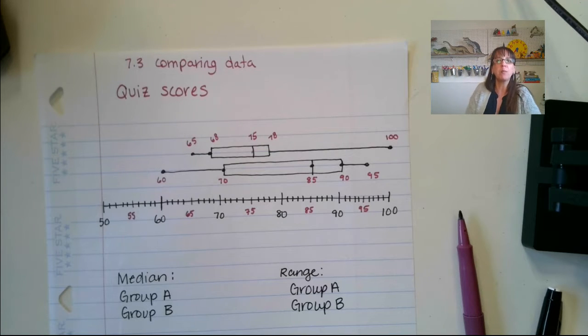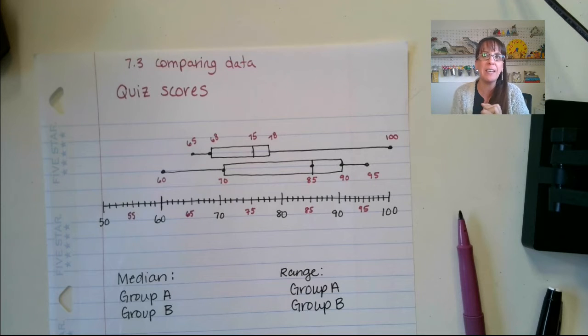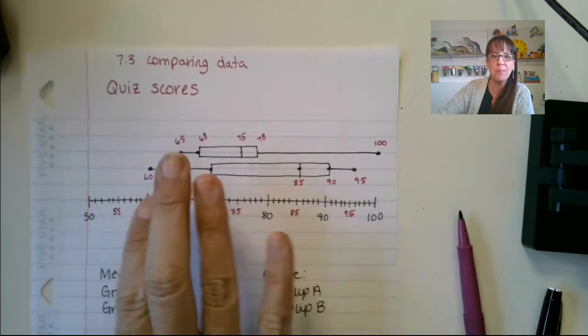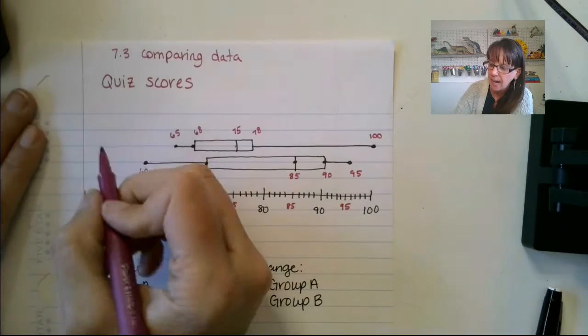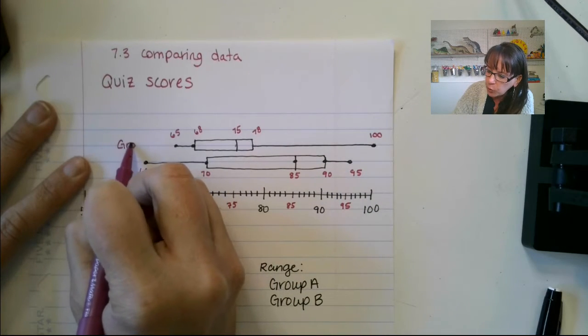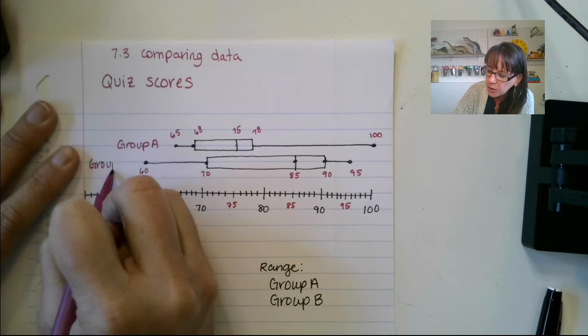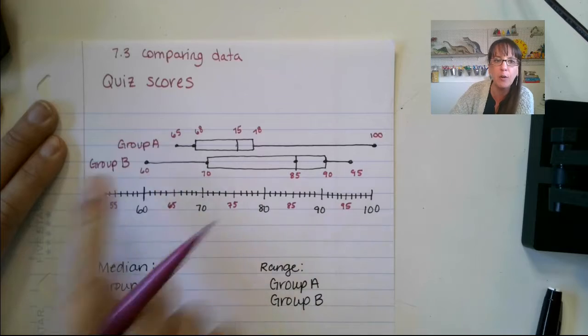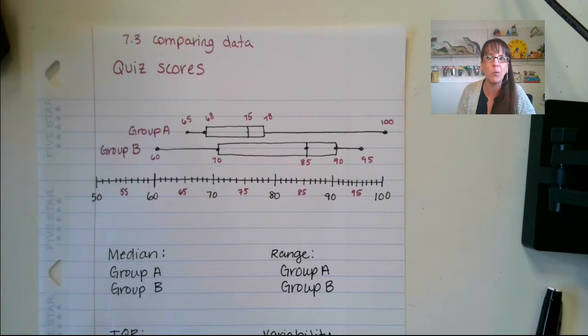So we talked about box and whisker plots in the last part of this. Now let's talk about how we can compare that data. Go ahead and pause this and draw out these two box and whisker plots. This first one is group A, and this is group B. And we're gonna say that these are quiz scores. Group A, group B, maybe first period and second period, we're gonna compare their quiz scores.